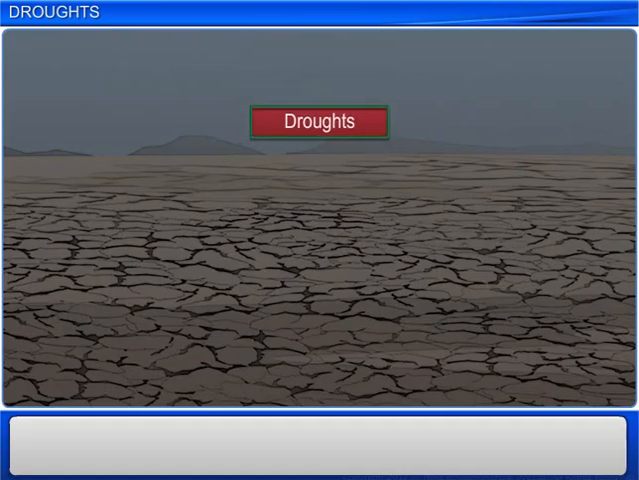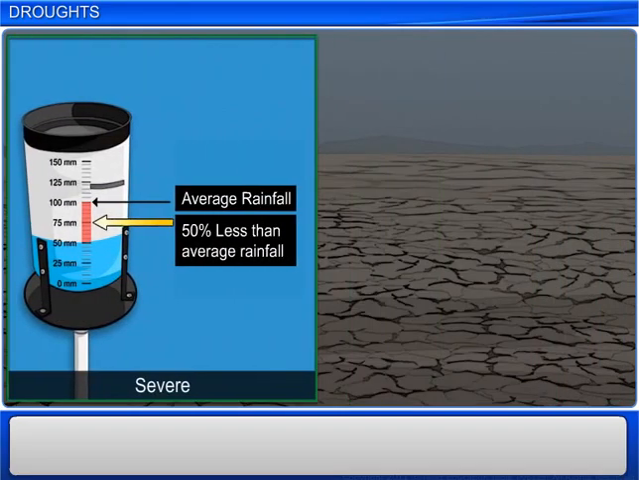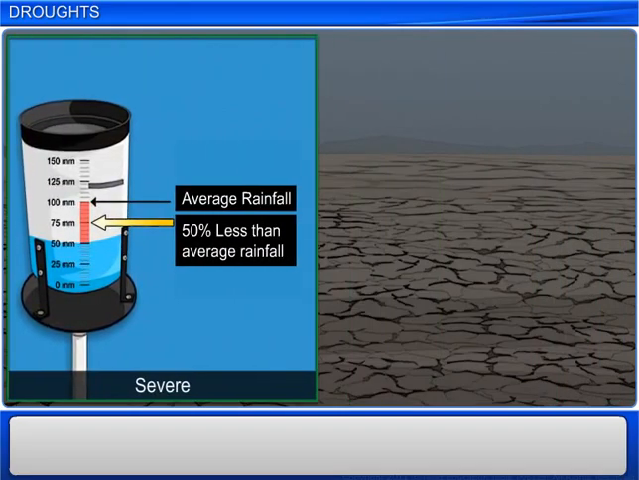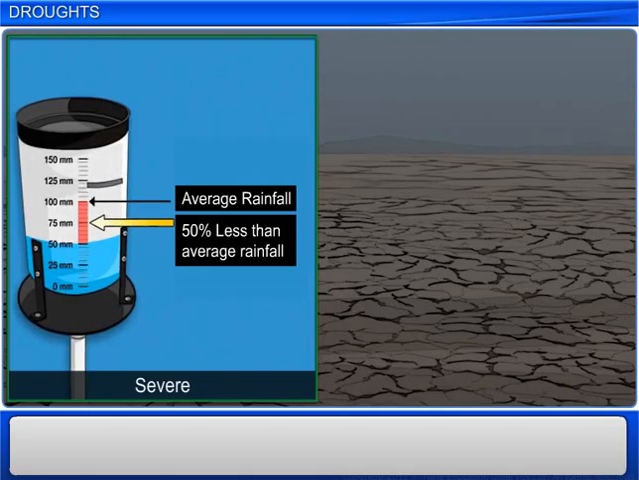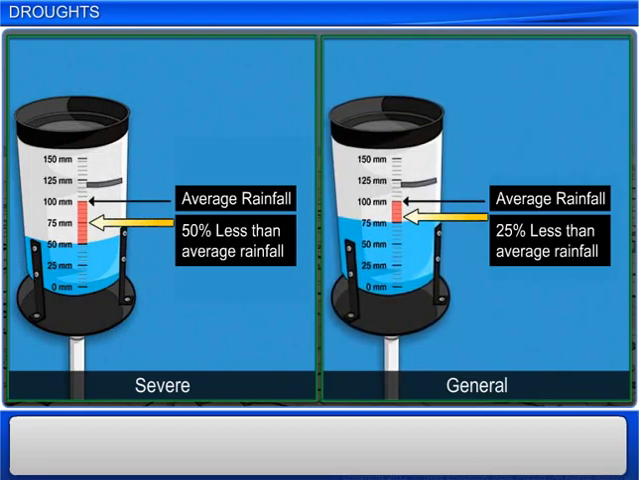Droughts that happen in India can be broadly divided into two categories. Droughts are severe when rainfall in an area is below 50% of the average rainfall. When an area receives rainfall that is 25% less than the average rainfall, it is termed as a general drought.